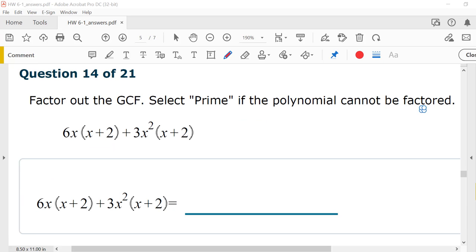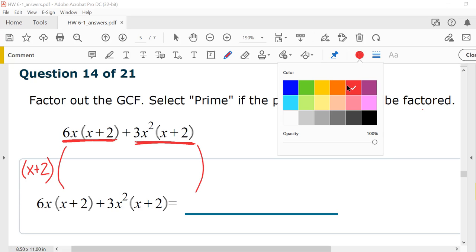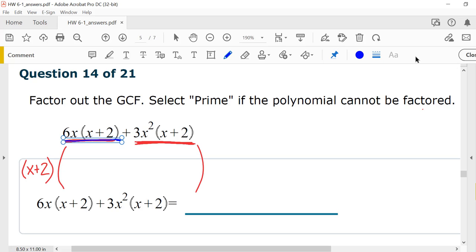Number 14, factor out the GCF. Okay, again, I have 2 terms. This one plus this one. Do those 2 terms have something in common? Yes, they have the binomial x plus 2 in common. That's the GCF. If I factor that out, what remains? From this first term, if I factor out an x plus 2, 6x remains. Plus, from this factor, if I factor out an x plus 2, I have 3x squared.